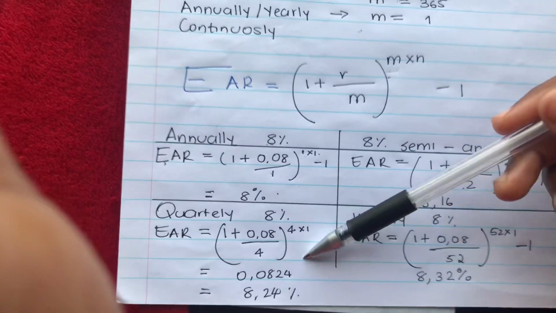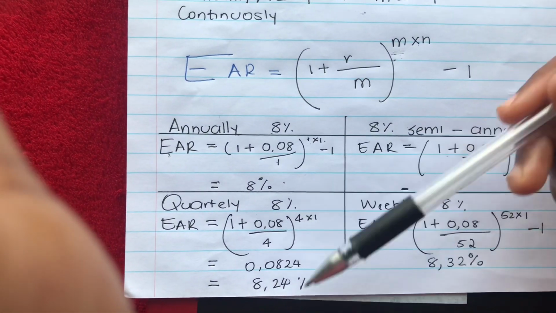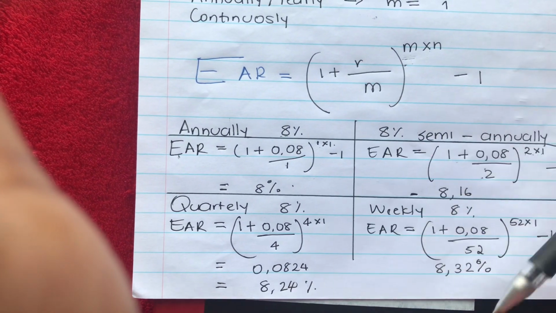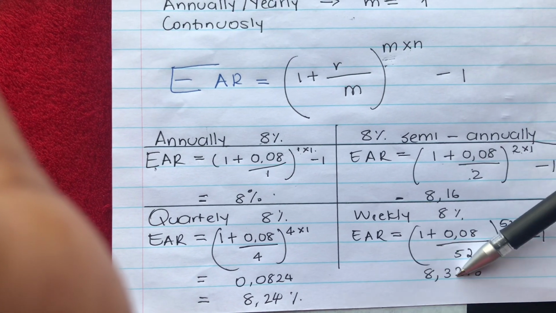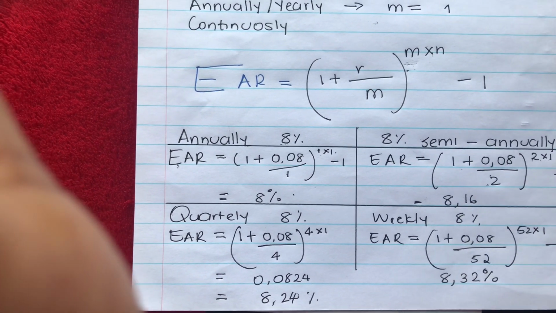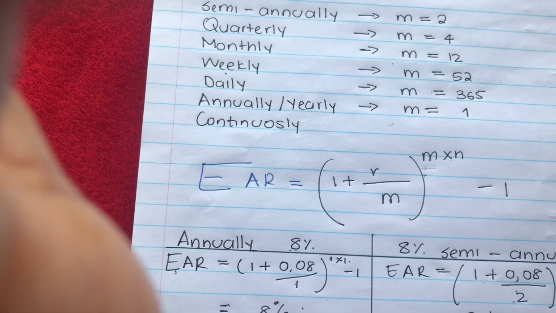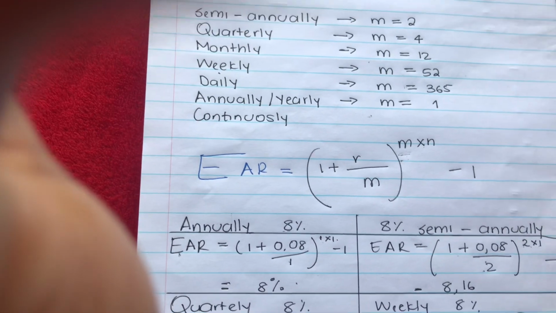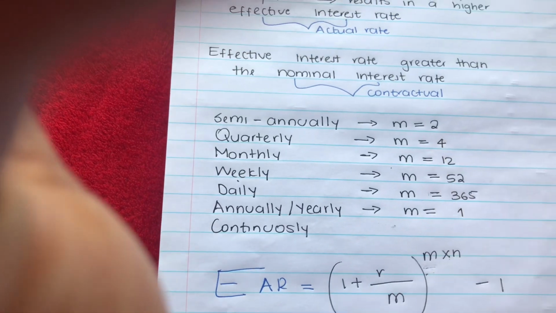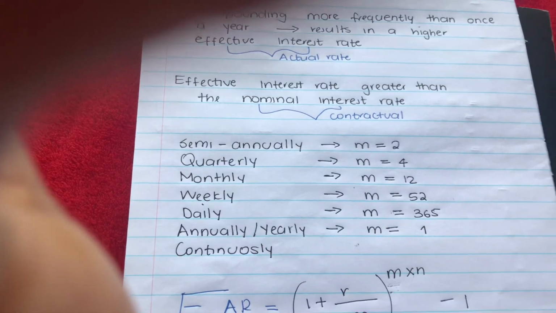And then if you're doing it quarterly, it's going to increase again to 8.24%. And then weekly, 8.32%. As you go on to daily and monthly, it is going to increase more and more and more. So that's how it goes with compounding more frequently.